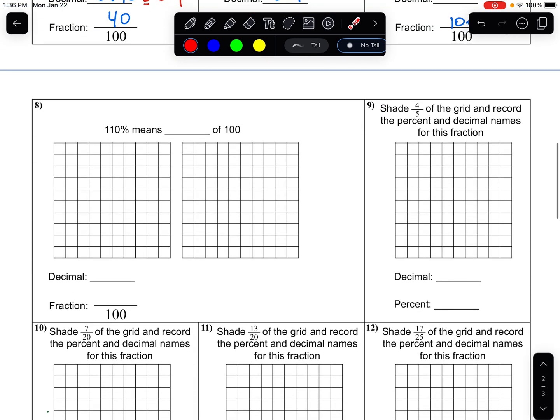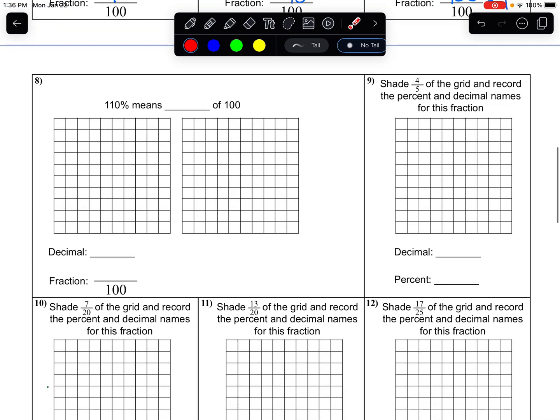Number 8. You can tell this one's going to be weird because we've got 2 boxes. So this is 110%. 110% means 110 out of 100. And if it's out of 100, how can you have more than that? That's why we have more than one box.